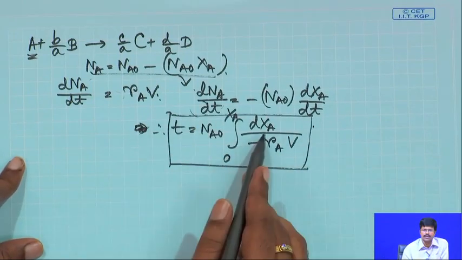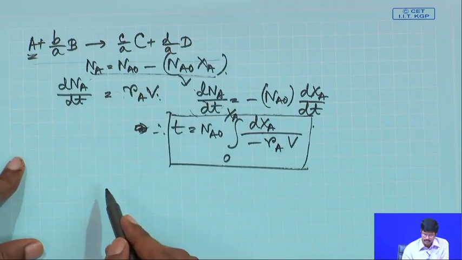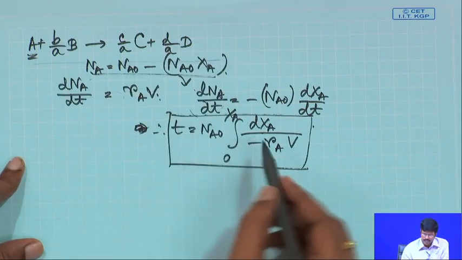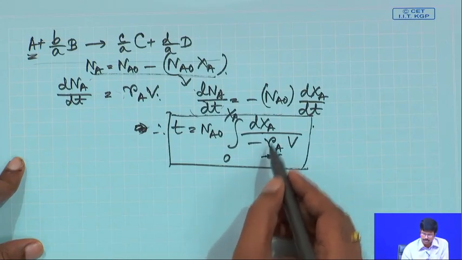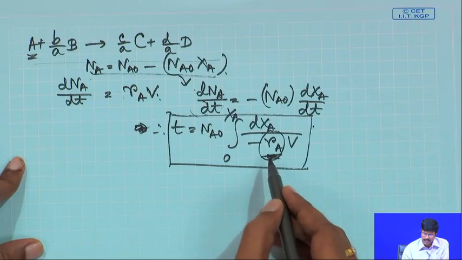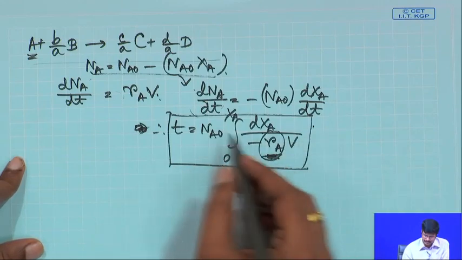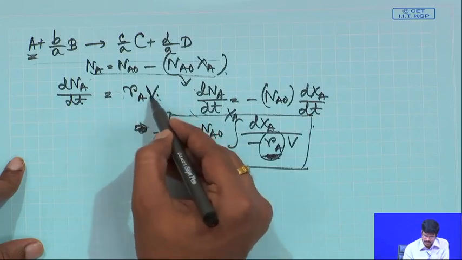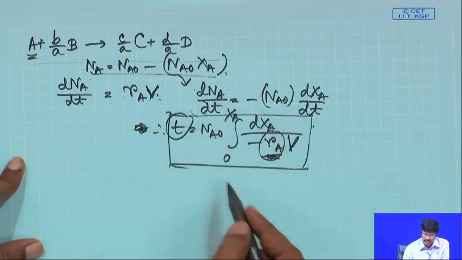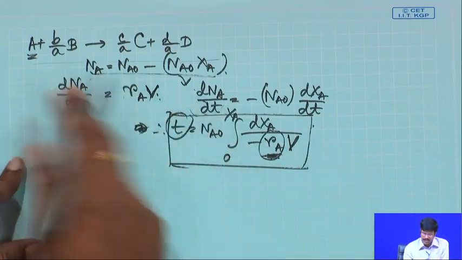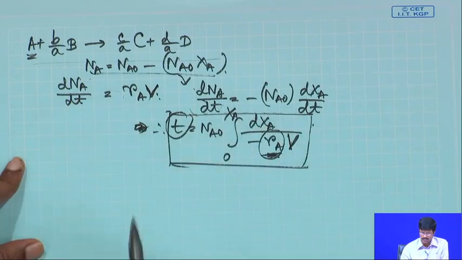So, if you want to have a conversion of Xa for this particular reaction, and your rate of reaction is Ra, the disappearance of A, and this is the total volume of the reactant, then the time taken for this conversion is this. So, you know then why it is useful to formulate the design equation in terms of the conversion.